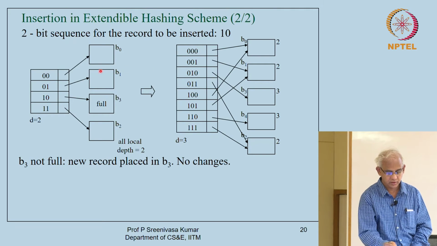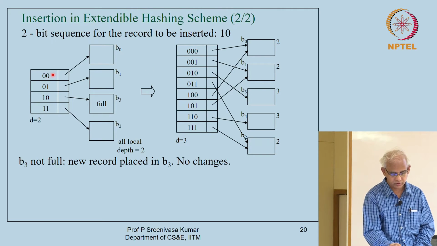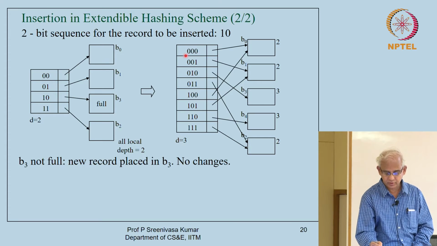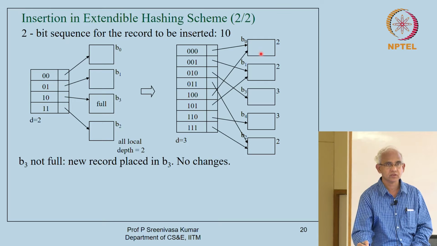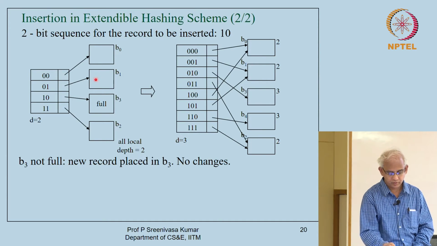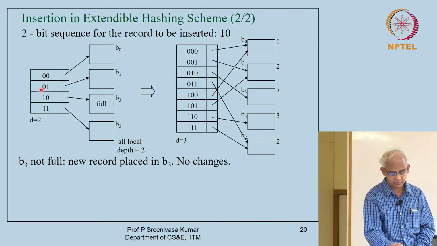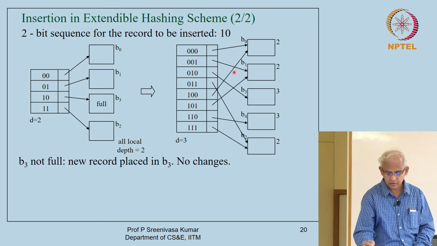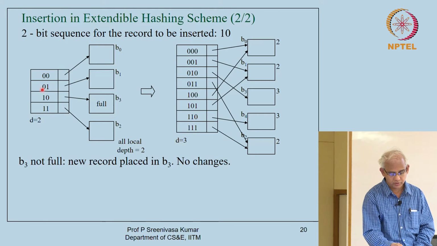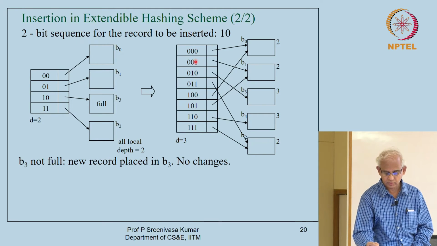What are those 2 entries? What were the ones that were pointing earlier? All those records with trailing bits 0 0 were coming here. Now they may have either 0 0 0 or 1 0 0. In either case, they will come here. That is how we will adjust the directory links. In a similar way here, for B1, all those records with 0 1 were coming here. Now we will see that 0 0 1 and 1 0 1, both of them will come here.